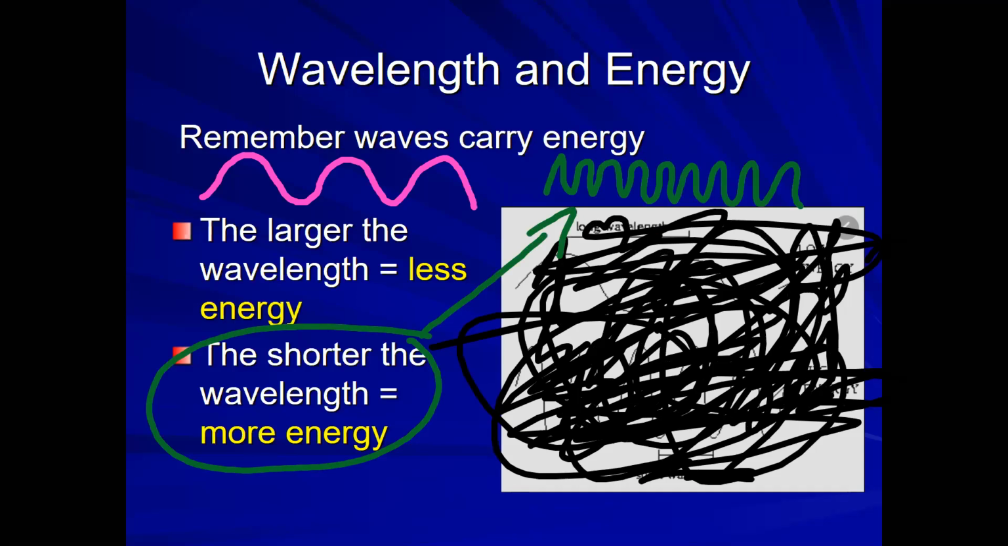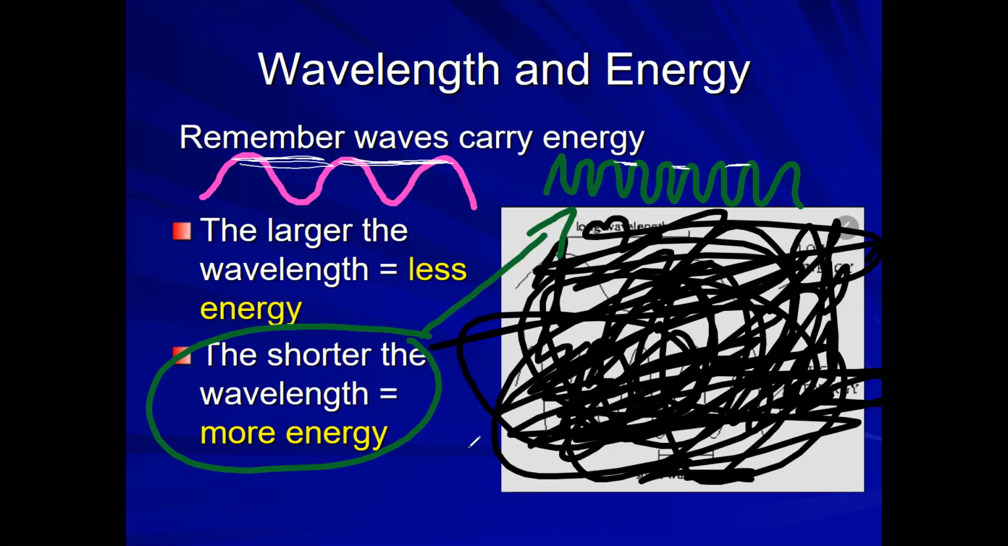And look at the wavelength on this one, okay? So the wavelength from here to here is tiny. The wavelength from this top to this top is tiny, or from here to here, tiny. Versus this one is way longer on this pink one. Okay, top to top. So the longer the wavelength, or the larger the wavelength, the less energy. Okay. And the shorter the wavelength, the more energy.